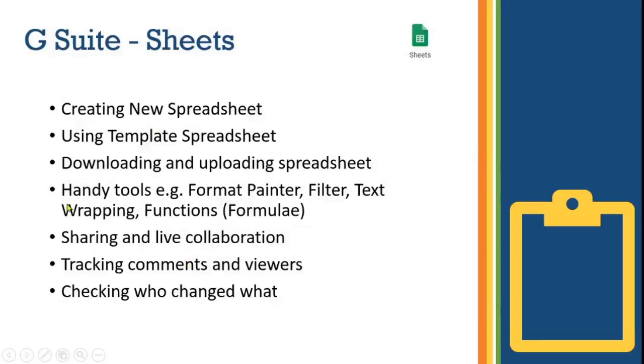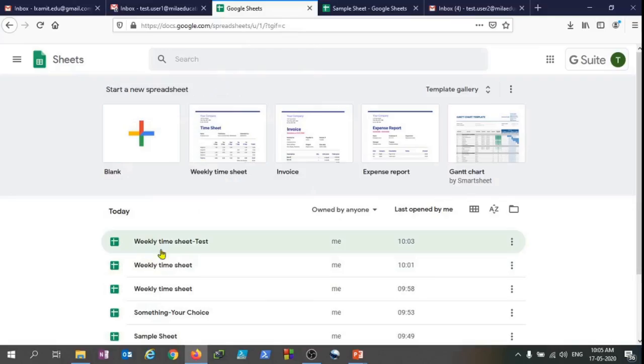And the next topic is handy tools: format painter, filter, text wrapping, functions, formulas. All right, guys. So what we are going to do is have a sample Excel file there, and we will be playing around with the format painter, filter, text wrapping, and functions. All right. So let's see.